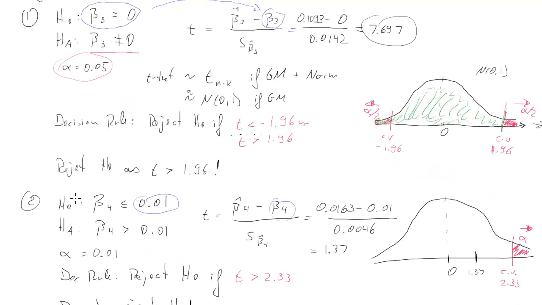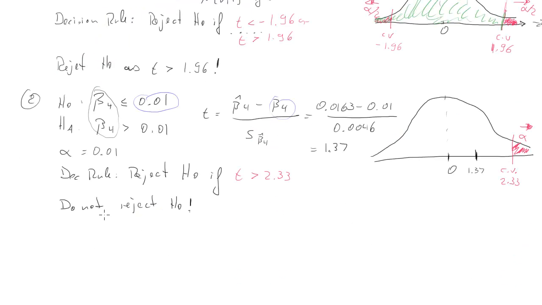But recall, the hypothesis is on the unknown coefficients, not on beta hat. We know beta hat, that's 0.0163. But how can we use beta hat to draw conclusions about beta, the unknown beta? That's what we do here.